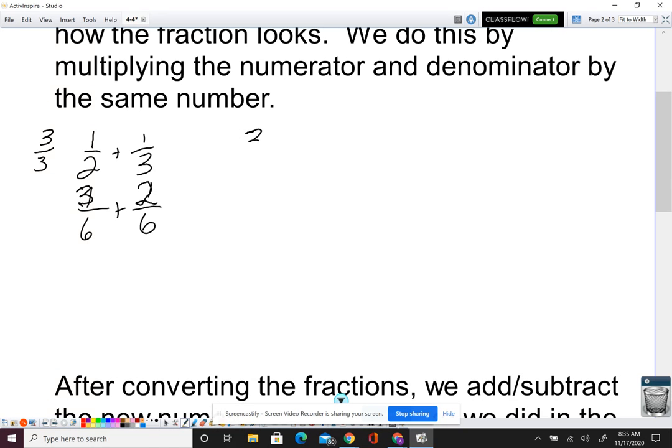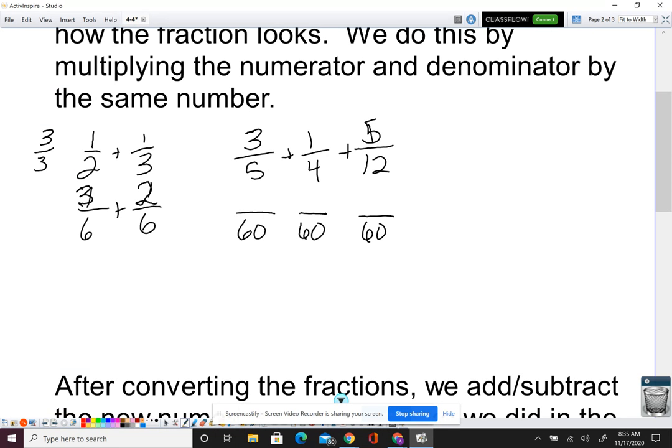Let's look at this addition. This is the second one that we found, and we found that the least common denominator was 60. So I'm going to put 60 as the denominator for each of my fractions. We said 5 times 12 gives us 60, so 3 times 12 is 36. 4 times 15 gives us 60, so 1 times 15 is 15. And 12 times 5 gives us 60, so 5 times 5 is 25. So we've converted those ones.